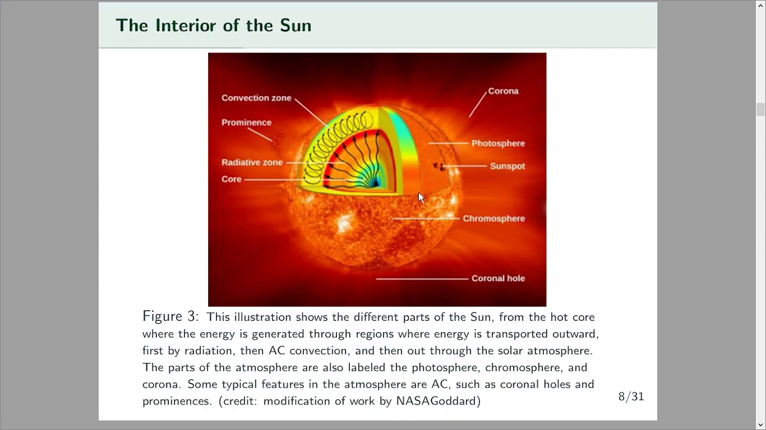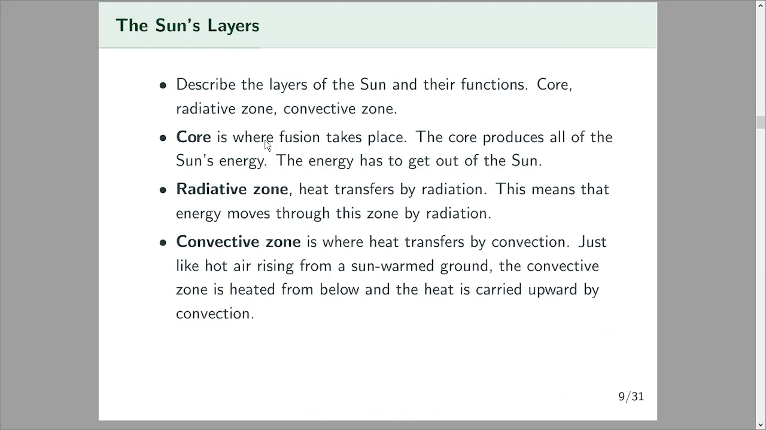So there are three layers to the sun: the core, the radiative zone, and the convective zone. We'll talk about those in a little bit. And there are three layers to the atmosphere: the photosphere, the chromosphere, and the corona. And there are other little interesting things like this sunspot. We'll talk about sunspots and this prominence here. So let's just start with the three layers of the sun. The core is where fusion takes place. The core produces all of the sun's energy. And we'll talk about that not today.